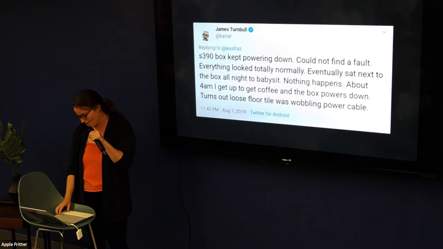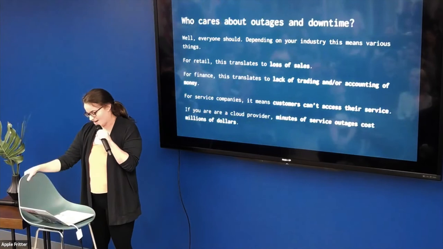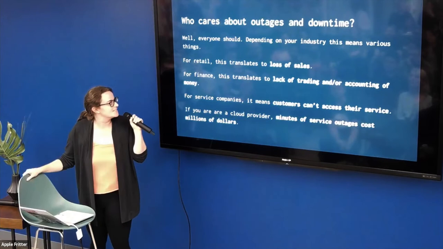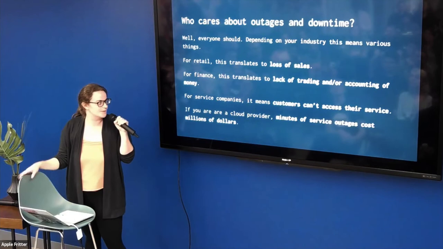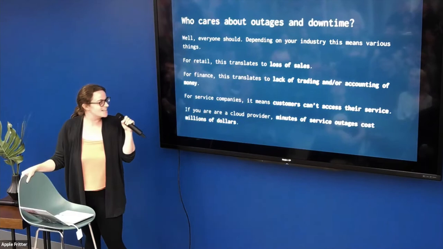So who cares, right, about outages and downtimes? Well, everyone should. Depending on your industry, it means various things: in retail, loss of sales; in finance, you'll not be able to trade or you won't be able to know where the money is. For service companies, you can't access the service. And if you're a cloud provider, minutes of service outages cost millions of dollars.